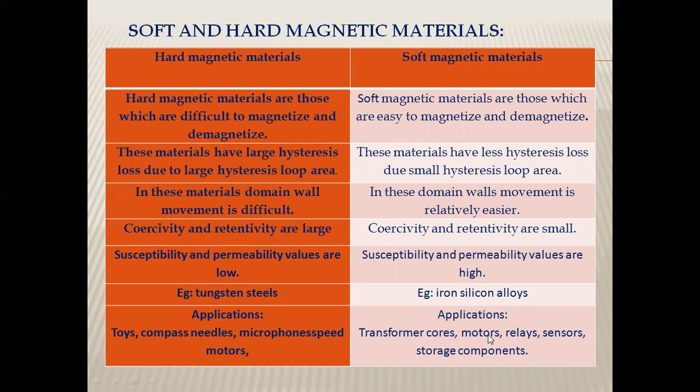Whereas soft magnetic materials can be easily magnetized and demagnetized, hence they are used for transformer cores, motors, relays, sensors, storage components, and many more. So depending upon the area of the hysteresis curve covered, the material may be a hard magnetic material or a soft magnetic material. If it has a high hysteresis loop area, then the material is a hard magnetic material. If the material has a low hysteresis loop area, then it is called a soft magnetic material.